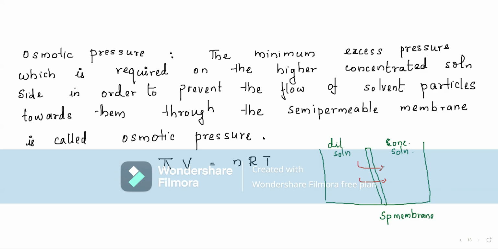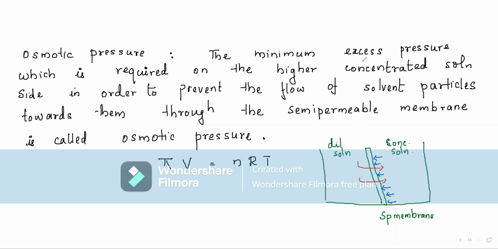Now, on the semi-permeable membrane, from the concentrated solution side, if we are applying a pressure in the direction opposite to the flow of the solvent particles, that is from the concentrated solution side, so that this pressure just stops the flow of particles, it is just sufficient to prevent osmosis.